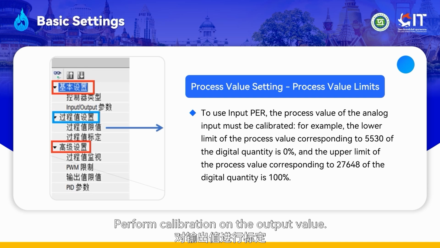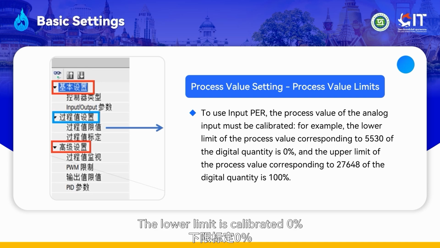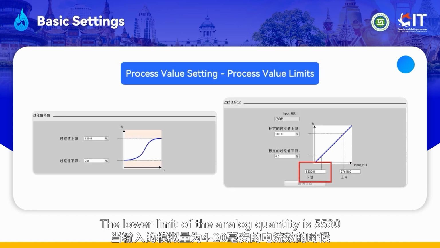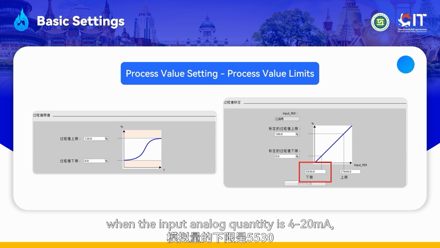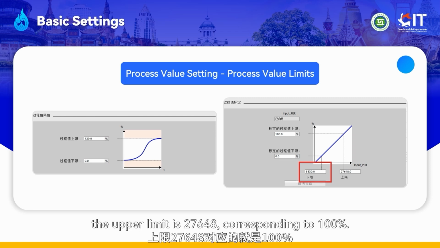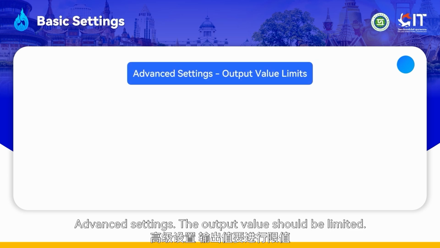Perform calibration on the output value. The lower limit is calibrated 0% and the upper limit is calibrated 100%. The lower limit of the analog quantity is 5530 when the input analog quantity is 4 to 20 milliamperes, corresponding to 0%. The upper limit is 27,648, corresponding to 100%. Advanced settings.